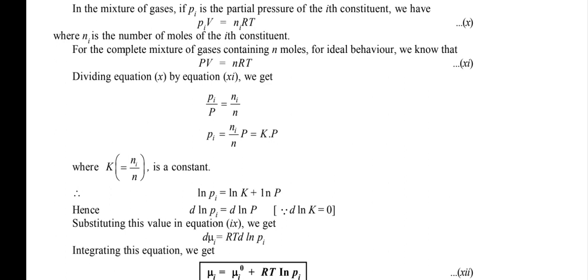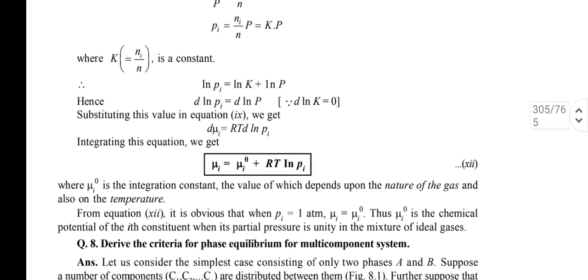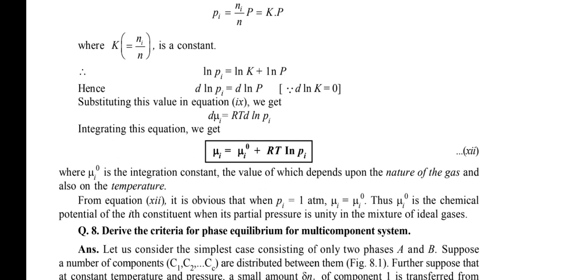Hence, ln of Pi equals ln of K plus ln of P, and d ln Pi equals d ln P. Substituting this value in equation 9, we get d mu i equals RT d ln of Pi. Integrating this equation, we get mu i equals mu i naught plus RT ln of Pi, where mu i naught is the integration constant, the value of which depends upon the nature of the gas and also on the temperature. From equation 12, it is obvious that when Pi equals 1 atmosphere, mu i equals mu i naught. Thus mu i naught is the chemical potential of the ith constituent when its partial pressure is unity in the mixture of ideal gases.